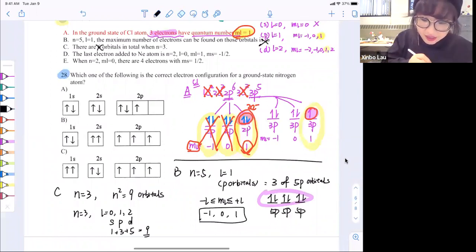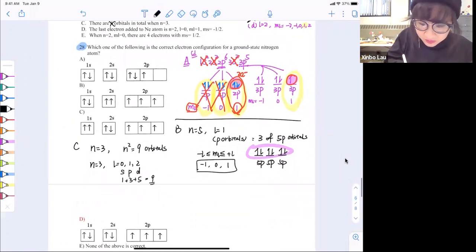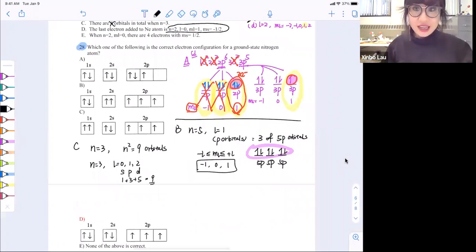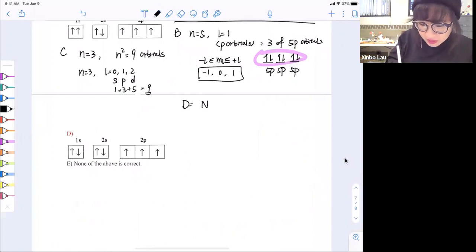Okay, and the next one: the last electron added to neon should be n equals 2 for this set of quantum numbers describing the electron. Let's see, is that going to be true? Let's come up with our own answer. That's my job. So for neon, you go to your periodic table: 10 electrons. How are we going to assign them?